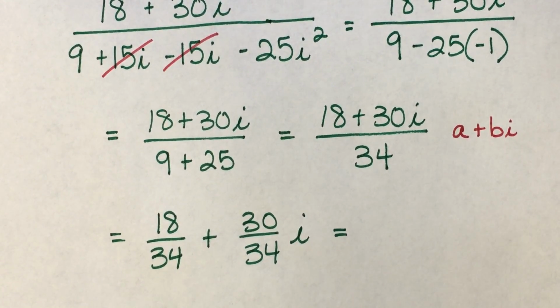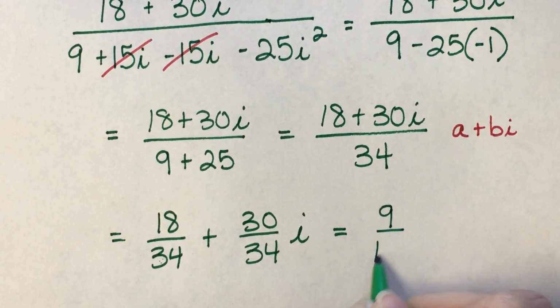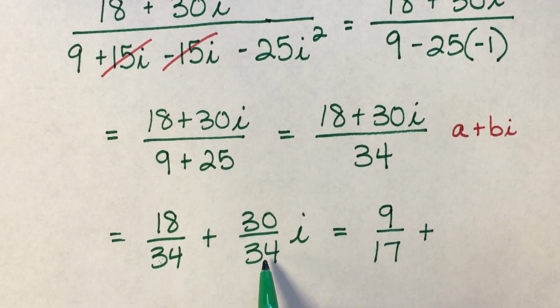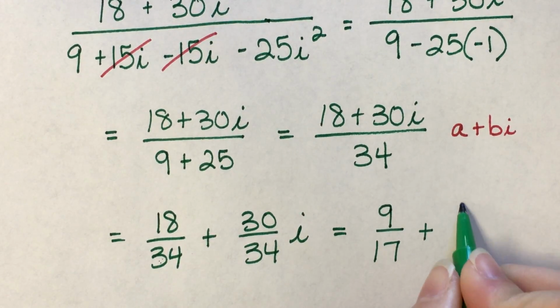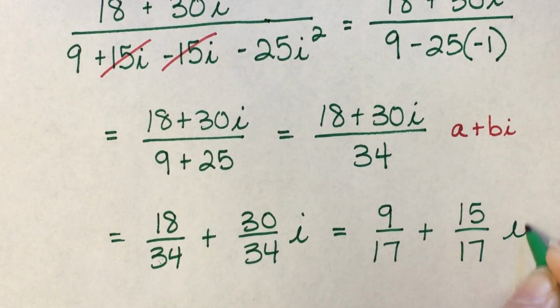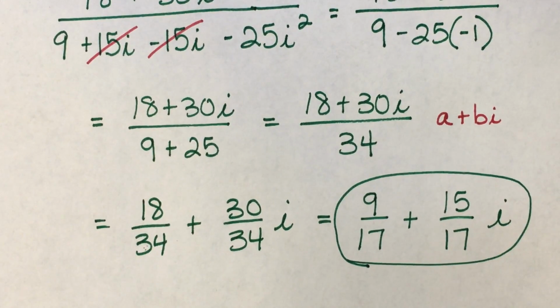Then what will happen sometimes, not every time, you may end up with fractions that you can reduce. And I can reduce each of these by 2. So that's going to give me 9 over 17. Same thing here, I can reduce each of the 30 and the 34 by 2. So that's going to give me 15 over 17i. So this would be considered your answer for this particular problem.